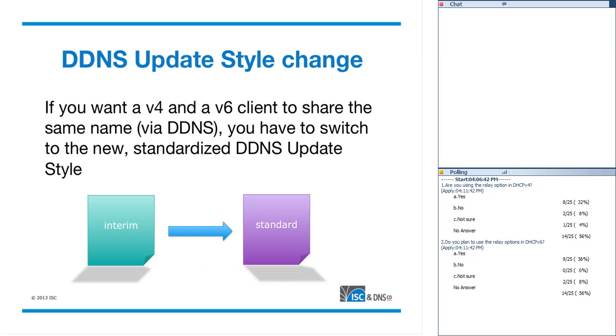Essentially, when you're wanting a V4 and V6 client to share the same name and you want to do that via dynamic DNS, you're going to have to switch to the new standardized DDNS Update Style. And as I mentioned earlier, the standards have come a long way over the past several years. And so here at ISC, we implemented a DDNS Update Style interim, and this was before the standards were finalized. And now that there is some finalization there, we are moving to what is defined in the standards. And so, Sean, if you would, talk a bit about the differences between the interim style and the standard style.